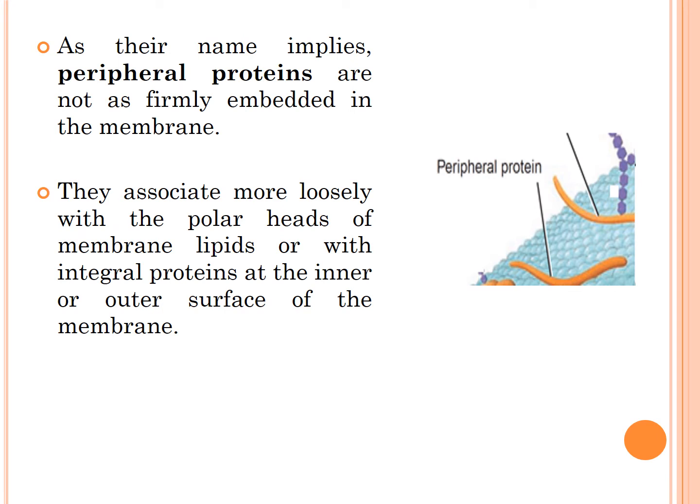As their name implies, peripheral proteins are not firmly embedded. Integral proteins are firmly embedded, but peripheral proteins are associated more loosely with the polar heads of membrane lipids or with integral proteins at the inner or outer surface of the membrane. They are loosely bound with some part of the lipids and also with the integral protein.